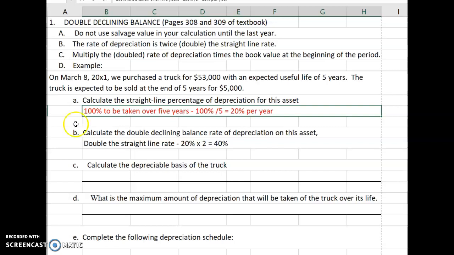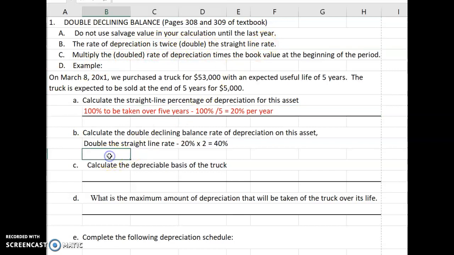Now let's calculate double the straight line rate. Well, double the straight line rate would be 20% times 2 equals 40%. So under double declining balance of depreciation, the rate of depreciation on a 5-year asset is going to be 40%.